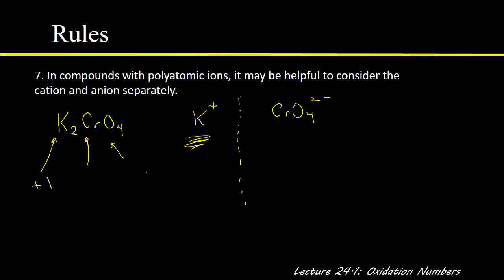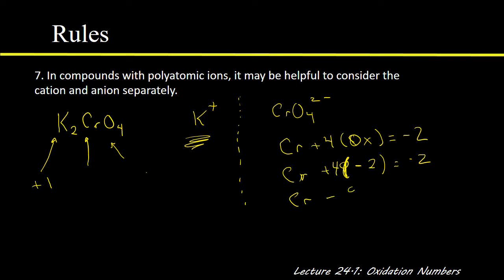Then all we have to do is worry about this chromate here. Right? And so now for the chromate, we can write our algebra this way. The oxidation number on chromium plus 4 times the oxidation number of oxygen equals -2. So chromium, let's do this. And oxygen, again, because it's most electronegative, it gets its preferred charge of -2.